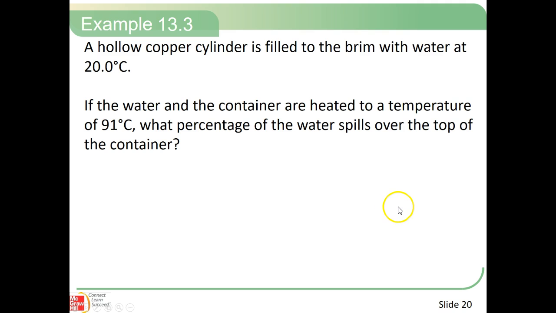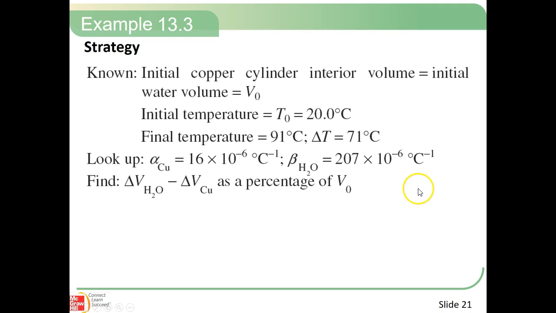We have a hollow copper cylinder here. It's filled to the brim with water at 20 degrees Celsius. They say if the water and the container are heated to a temperature of 91 degrees, what percentage of the water spills over the top of the container? And that's because the water will expand quicker than the can will. We know the initial copper cylinder interior volume and the initial water volume are the same, so they're both V0.